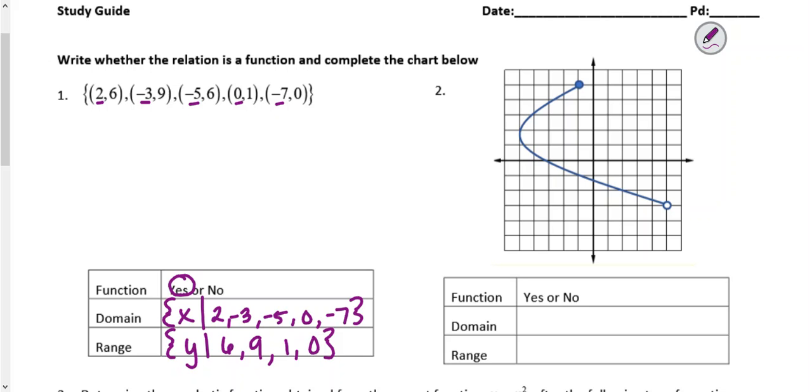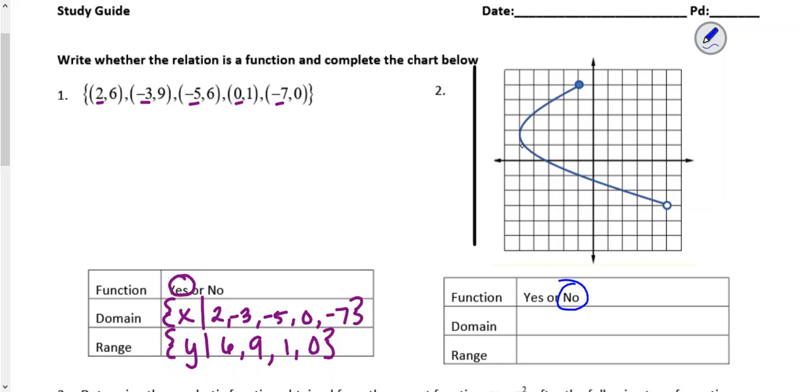Number 2. We would use the vertical line test, since it is a graph, to see if it is a function or not. So I'm going to take my vertical line and move it through the graph, and I notice it hits in 2 places. That means this is not a function. So we would say no, this is not a function.